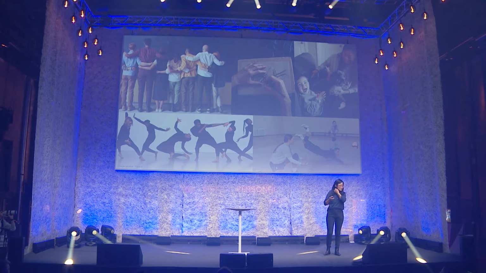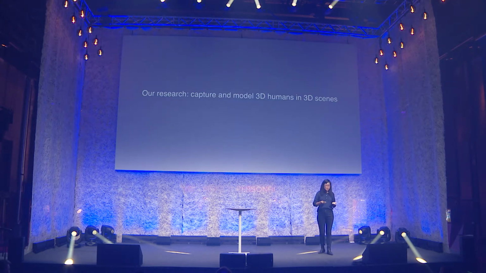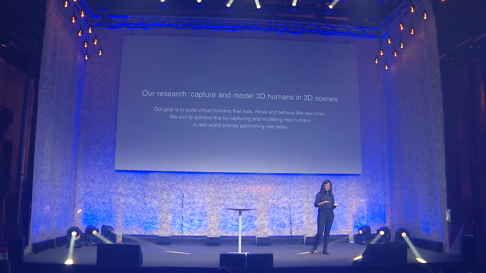So, in order to synthesize realistic humans in 3D environments, in my group, our strategy is to develop computer vision algorithms that can capture and model 3D humans in 3D scenes. To be more specific, our goal is to build virtual humans that look, move, and behave like real ones. And we aim to achieve this by capturing and modeling real humans in real-world scenes performing real tasks.